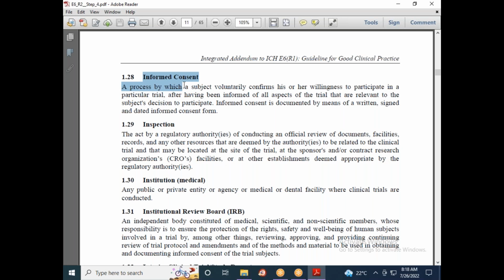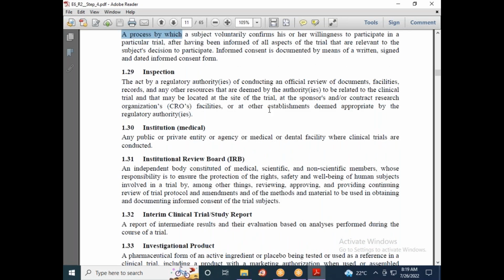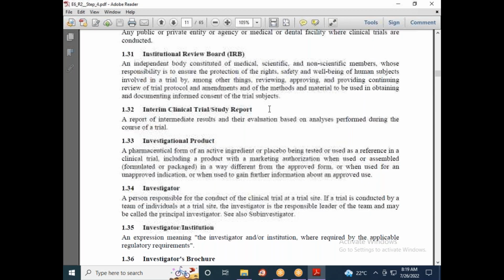So sponsor, like your subject, after reading all these things, if he is still willing to participate, he has to participate, right? Next, inspection is nothing but checking the things. IRB, I told you, right? IEC, IRB, both are one and the same. Okay, right? And interim analysis.